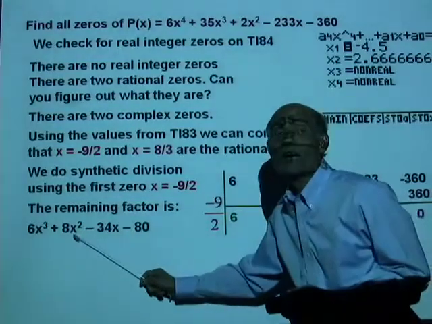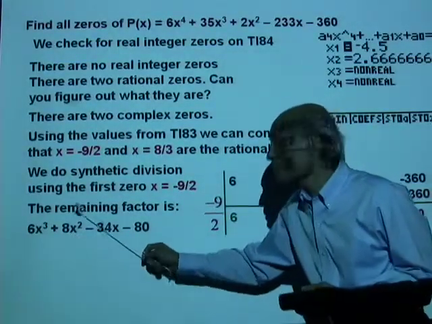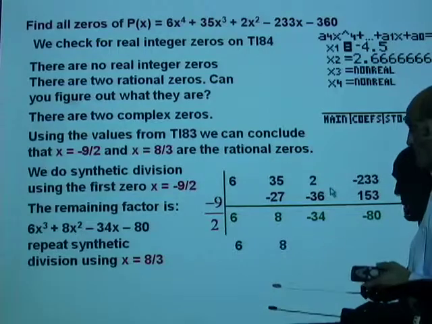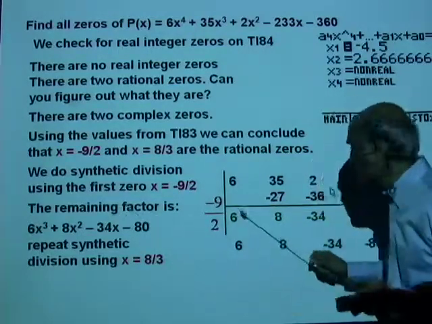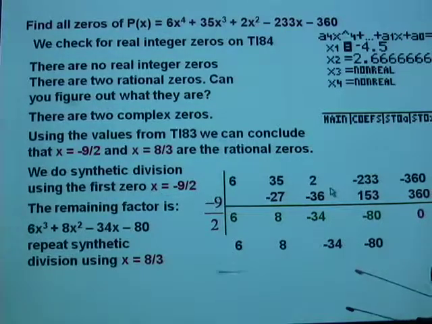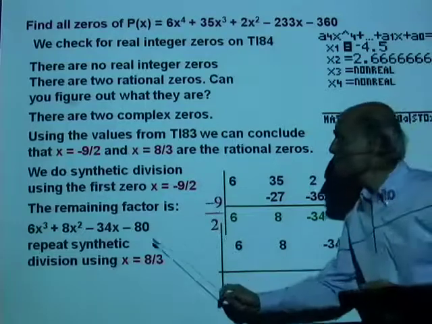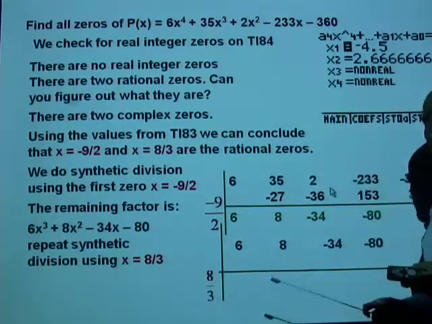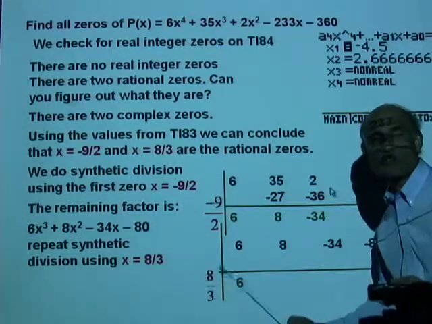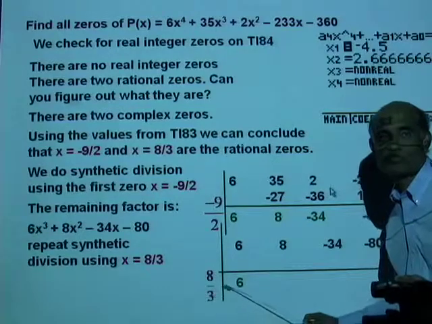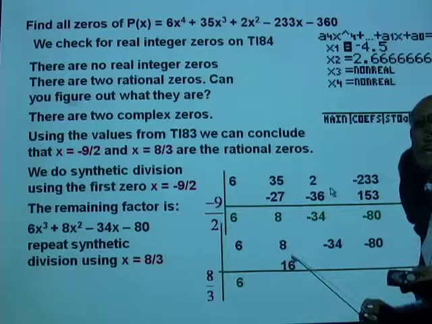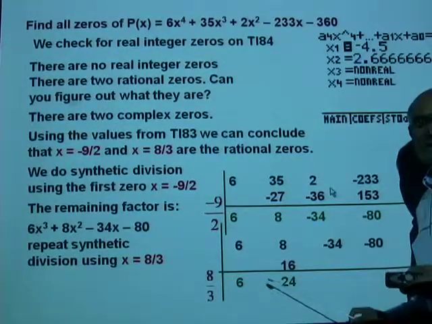And we can now do still another synthetic division on this using the next rational zero. Alright, let's do that. The coefficients are 6, 8, negative 34, negative 80. And the zero we're going to use is 8/3. Okay, bring down the 6. Multiply 6 times 8 third. You can tell me quickly. 3 goes in 6 2 times. 2 times 8 is 16. There you go. 8 plus 16 is 24.